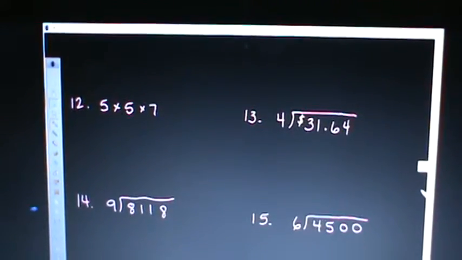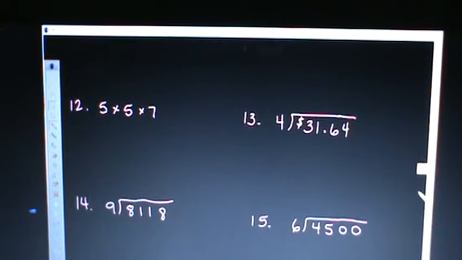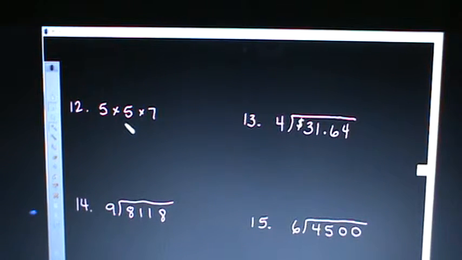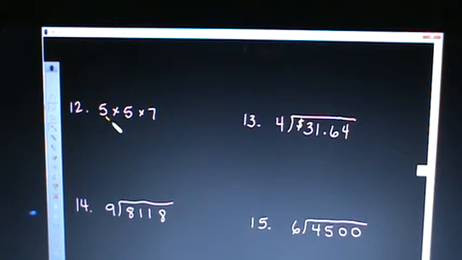Number 12 simply says 5 times 5 times 7. I can only multiply 2 at a time. So 5 times 5 is 25. Now 25 times 7. 5 times 7 is 35. Carry my 3. 7 times 2 is 14. 14 plus 3 is 17. So the answer is 175.